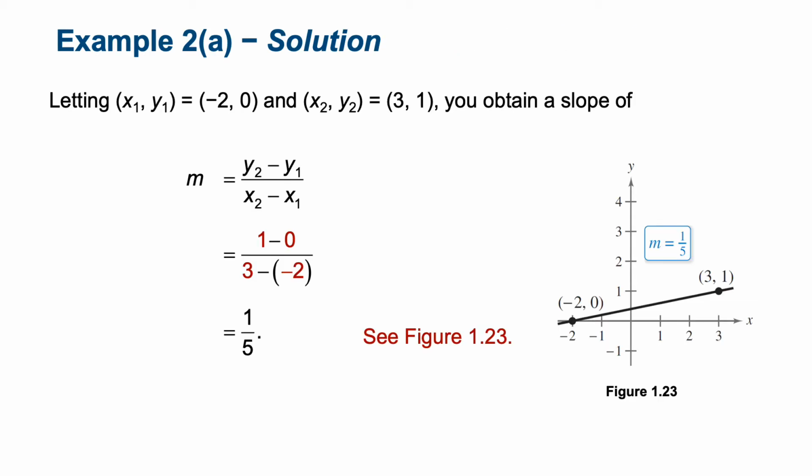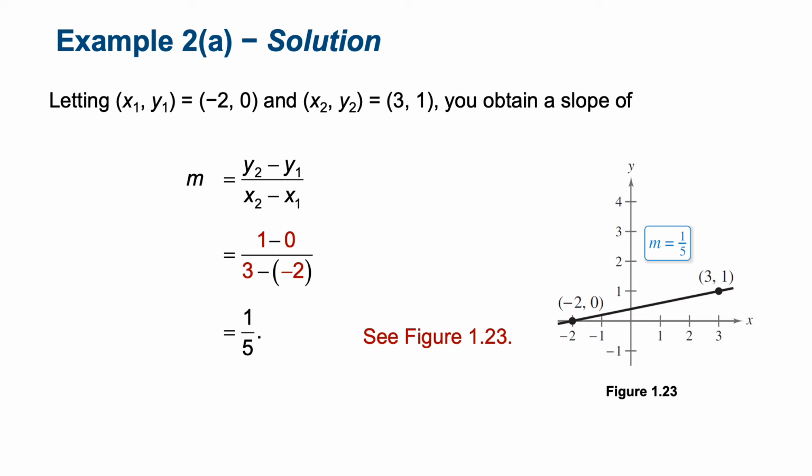Okay, so let's go through it. Let's say here we have x1 and y1 equal to negative 2, 0, and x2, y2 equal to 3, 1. So x1 is negative 2, y1 is 0, x2 is 3, and y2 is 1. So change in y over change in x. You have 1 minus 0 on the top, and on the bottom you have 3 minus a negative 2. When you subtract a negative, that becomes positive, and so in the denominator you get 5. Your slope is 1/5.